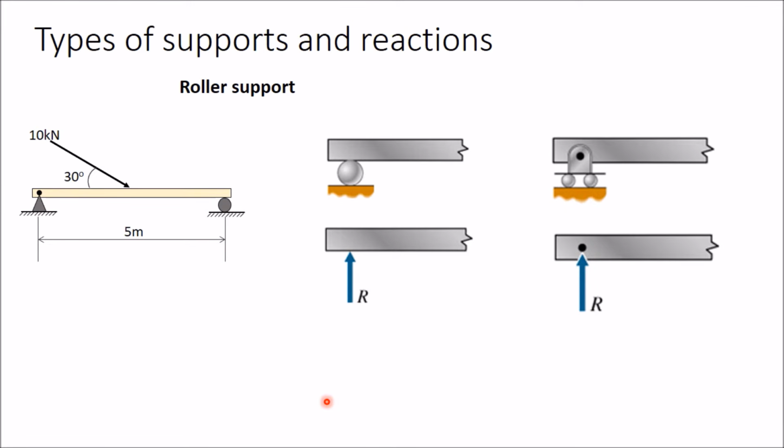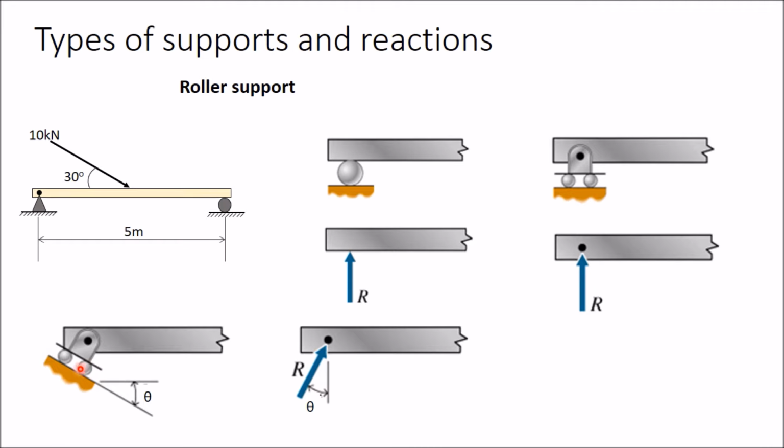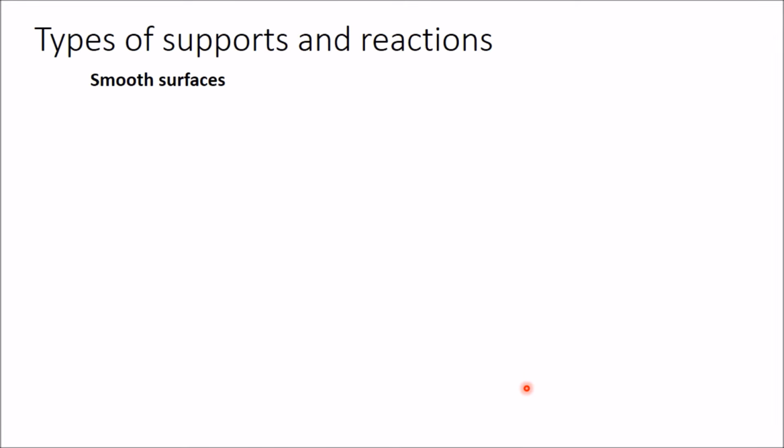Sometimes roller supports are kept on an inclined plane. In that case, you have to show a reaction which is perpendicular to the surface. The surface is making an angle theta from horizontal, therefore this reaction, normal to the surface, will make the same angle theta from vertical. Next support is smooth surfaces.